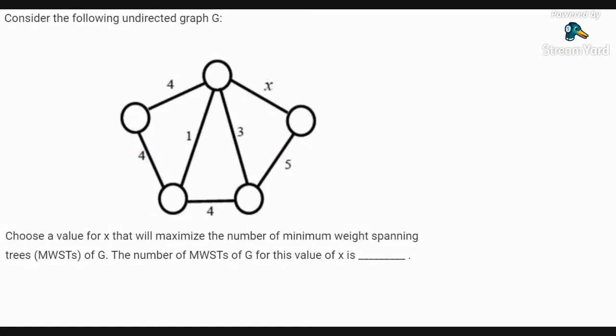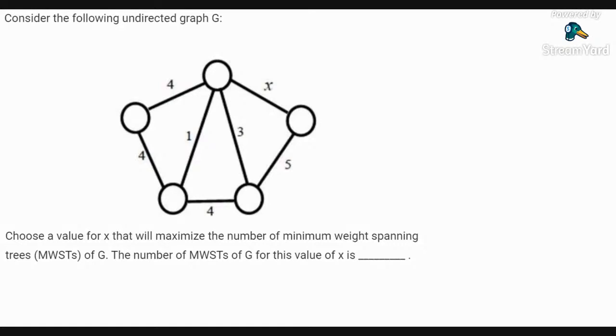If we take x equal to 1, then how many spanning trees are possible in total? Initially we can include this one or this one, if you are using Kruskal's algorithm or Prim's algorithm. If we consider this edge of cost 1, one spanning tree is there; corresponding to this one, another spanning tree is there. If you consider this edge of cost 3, corresponding to this 3 one spanning tree is there, and corresponding to this 3 another spanning tree is there.